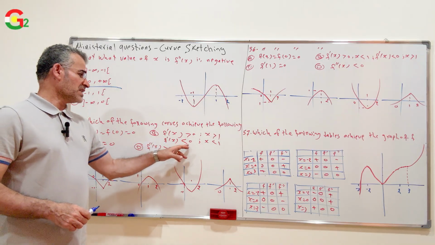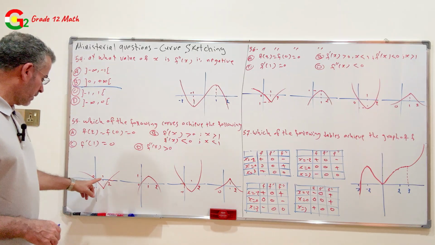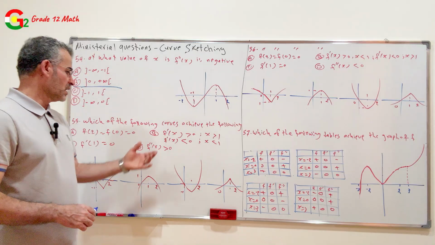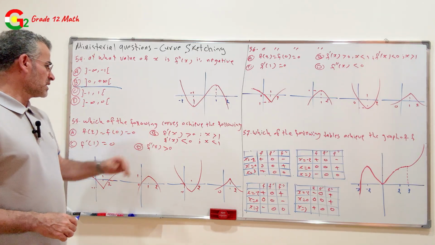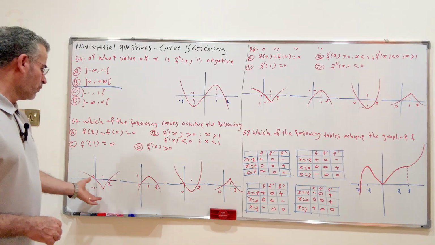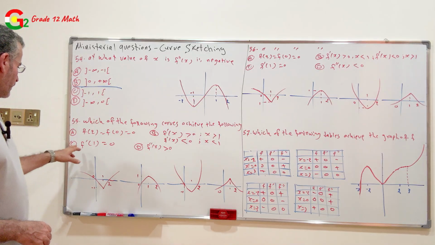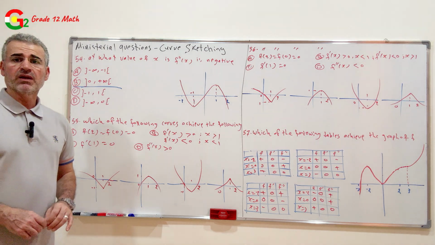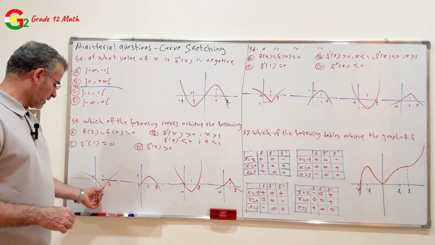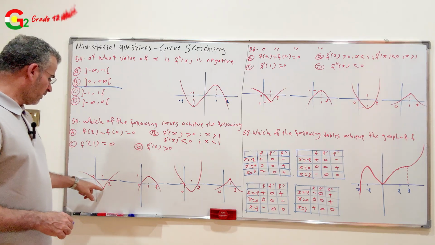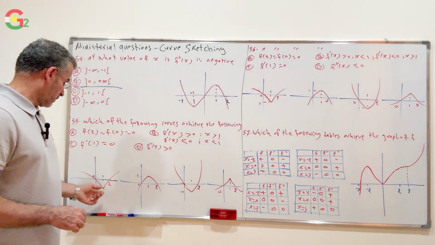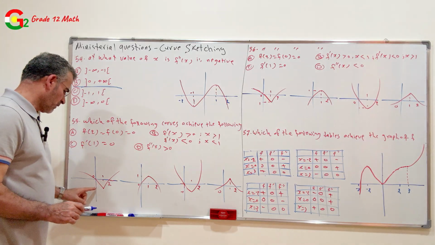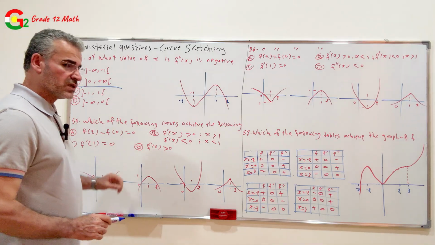F prime of x less than 0 when x is less than 1. When x is less than 1, the graph is decreasing. Therefore, the derivative of the function is less than 0. Therefore, this statement is true for the first graph also. C, f prime of 1 equals 0. As you see, at 1, the graph has a sharp vertex point. Therefore, the derivative of this function is undefined at 1. So this statement is not achieved by this graph. So choice A is wrong.